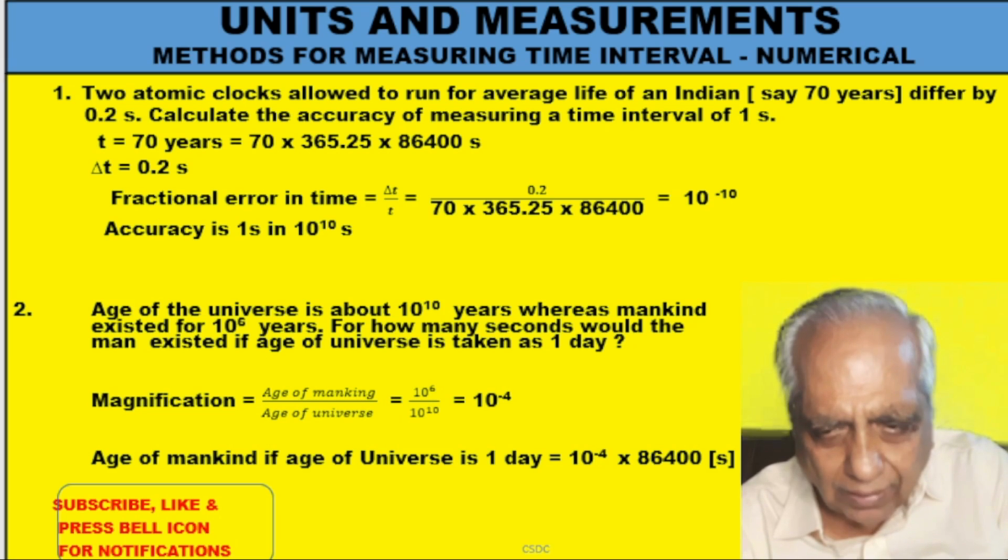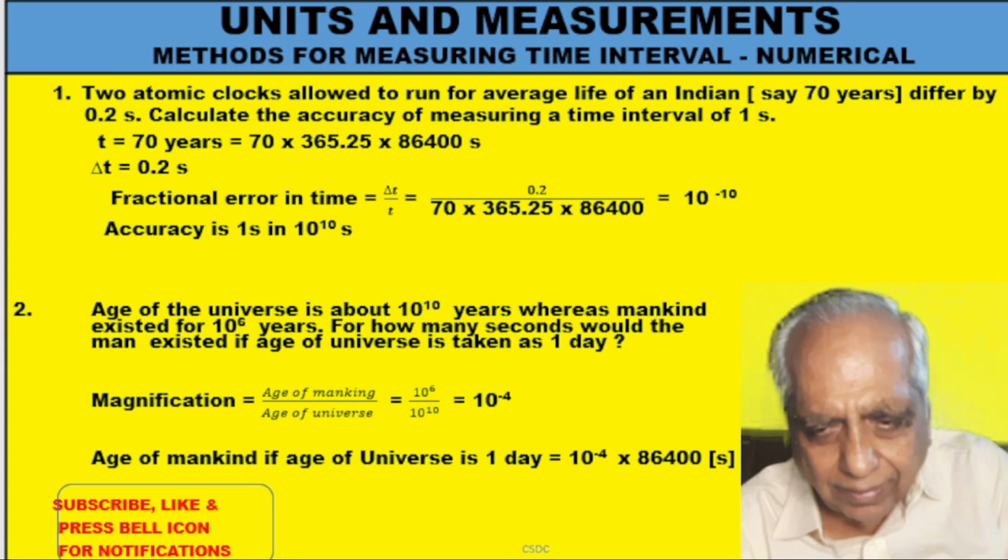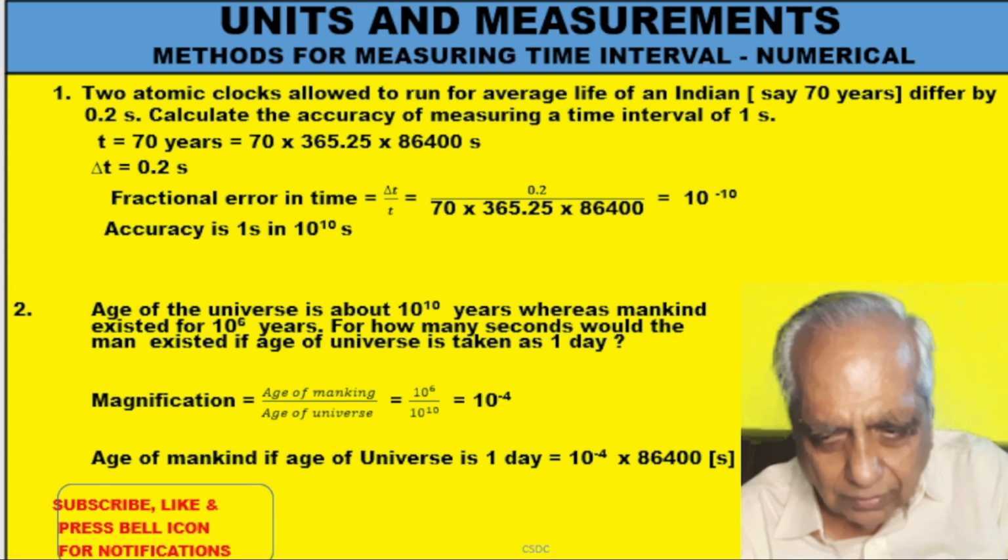So the fractional error in time is delta t upon t. What is the error in total time? If we calculate, we will get 10 raised to minus 10. So it means 1 second of inaccuracy will come in 10 raised to 10 seconds. Is it all right? Next sum.